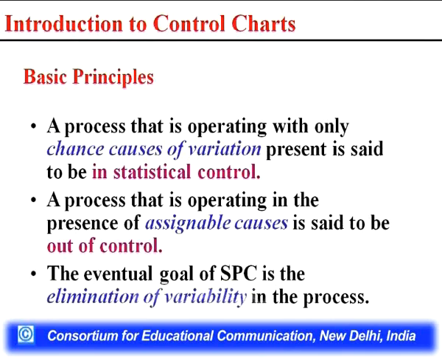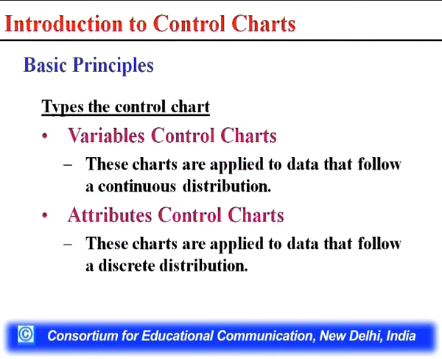So, instead of common causes, if there is an assignable cause, then we say that the process is out of control. The eventual goal of SPC is the elimination of variability in the process. Out of these 3 points, we are responsible for removing assignable causes. So, SPC helps us in identifying a process which is running with assignable causes, and we have to remove this assignable cause, and we need not worry about the random causes or the common cause.